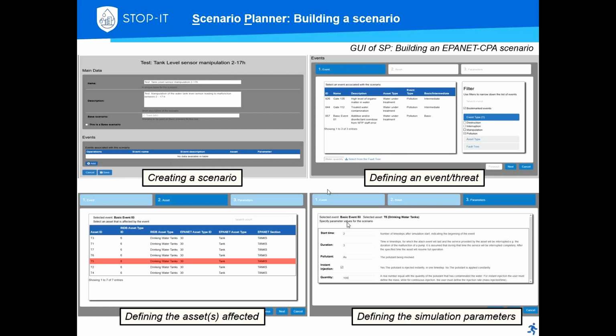Now, after exploring potential risks, the user can then create a scenario, define within the scenario the details of the cyber-physical event that takes place in the network, define the assets that are affected, and finally, define the simulation parameters. Something important to mention here is that before setting and running a new scenario, there is also the need to have already simulated the business as usual scenario, which is practically the attack-free state of the network.